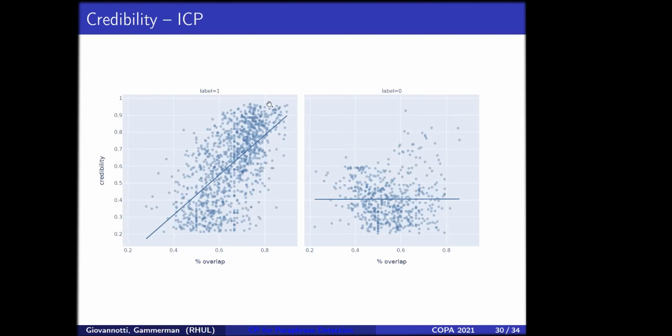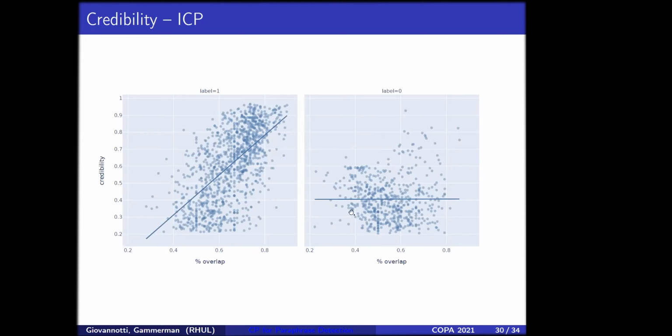And that makes sense because we actually knew that the majority of examples were positive. So this is for the positive label and with a lot of overlap. This is not true for the negative label. Actually, there's no relationship between overlap and credibility. We can't infer anything. And usually the credibility scores are fairly low. So it's as if negative examples are never representative of the training set. And that also makes sense because there are more positive examples than negative in the training set.